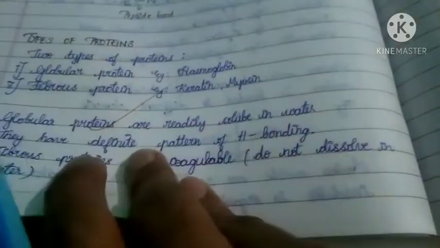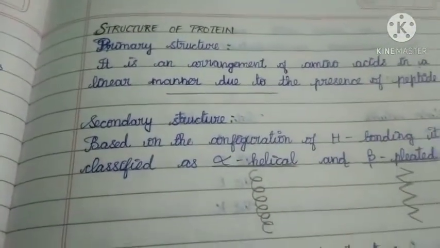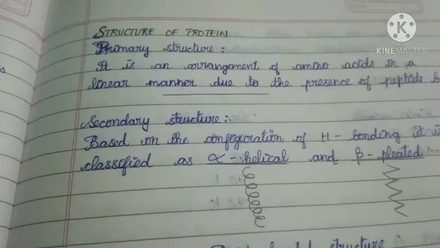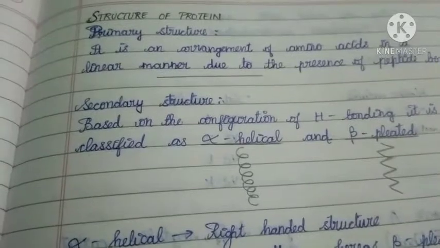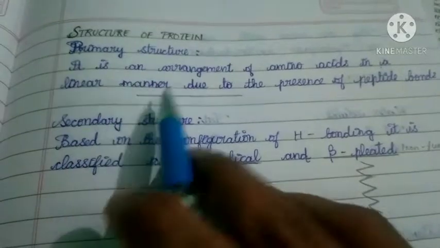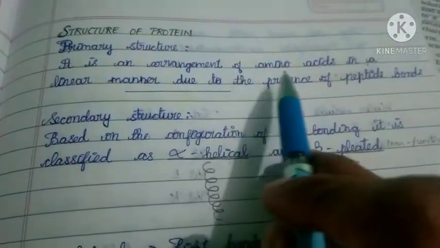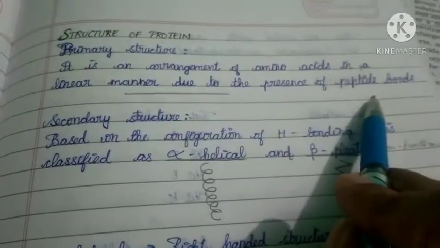Next point. Based on structure and shapes, proteins are classified into four structures. They are primary structure, secondary structure, tertiary structure, and quaternary structure. Primary structure means it is an arrangement of amino acids in a linear manner due to the presence of peptide bonds.